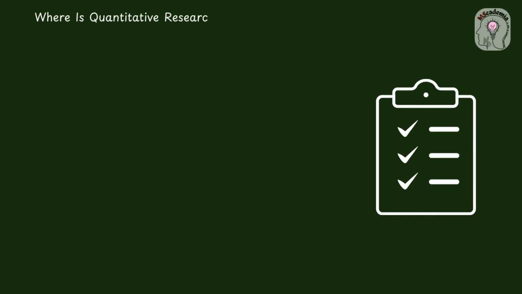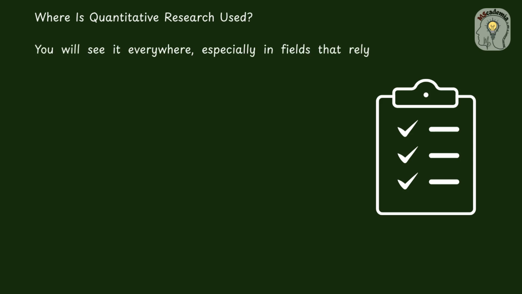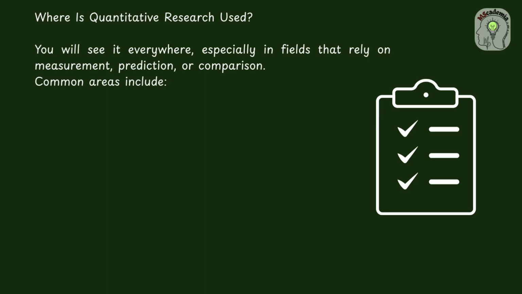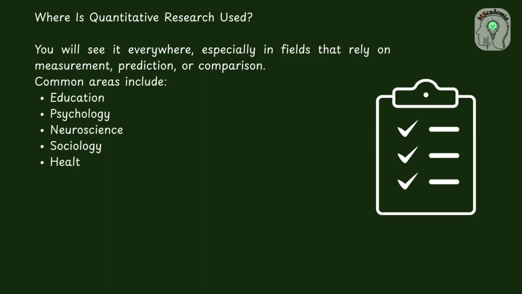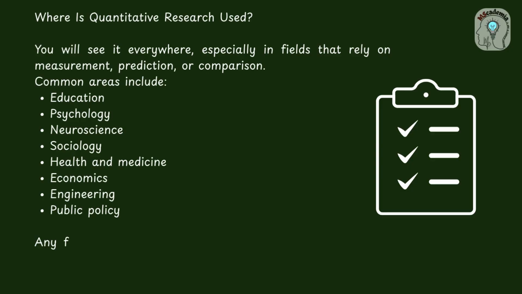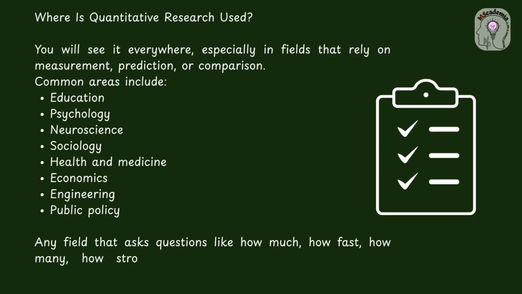Where is quantitative research used? You will see it everywhere, especially in fields that rely on measurement, prediction, or comparison. Common areas include education, psychology, neuroscience, sociology, health and medicine, economics, engineering, public policy, any field that asks questions like how much, how fast, how many, how strong, or how different uses quantitative research.